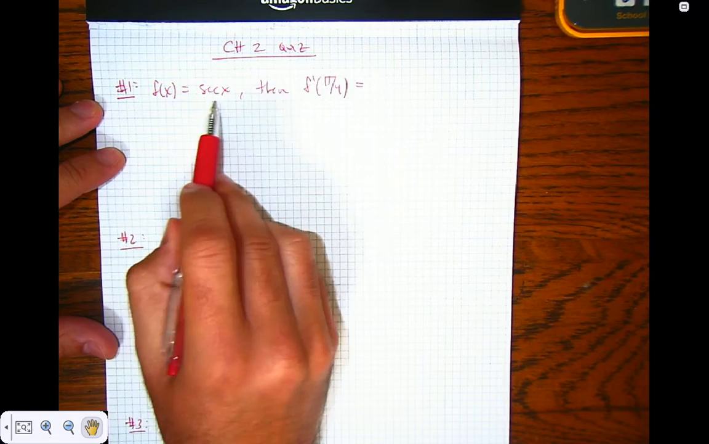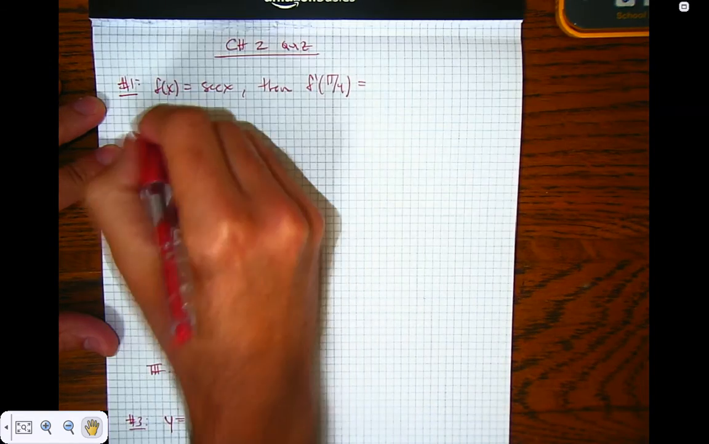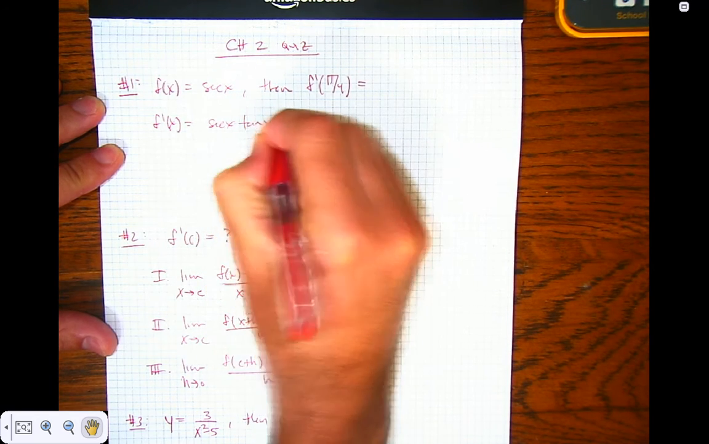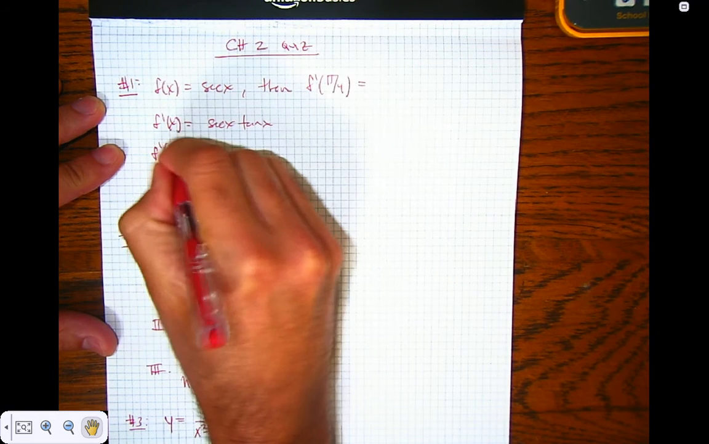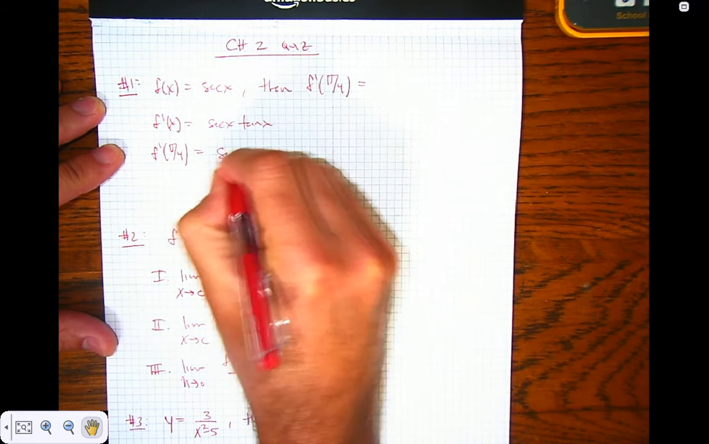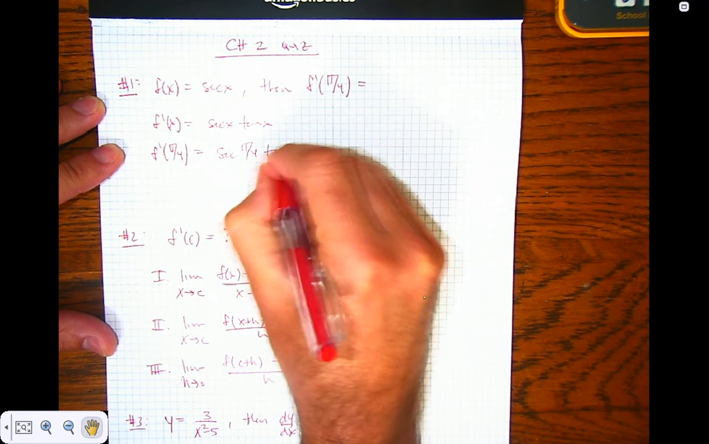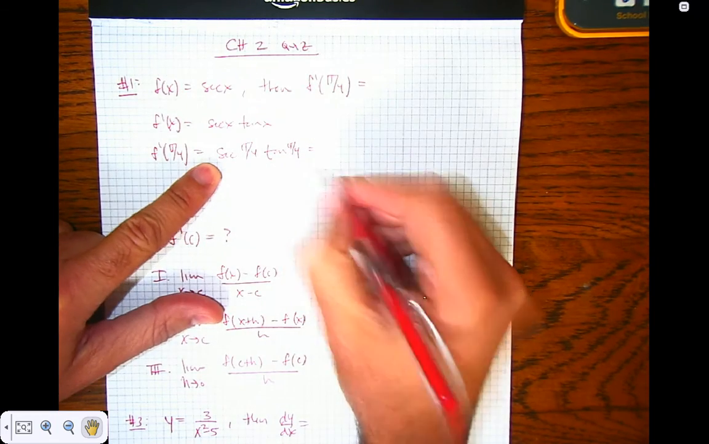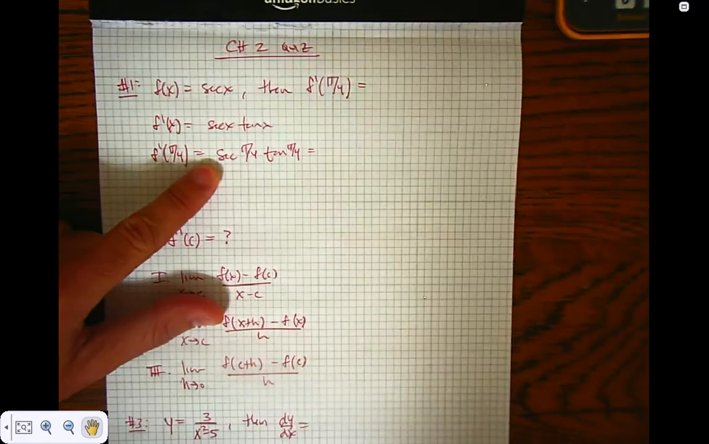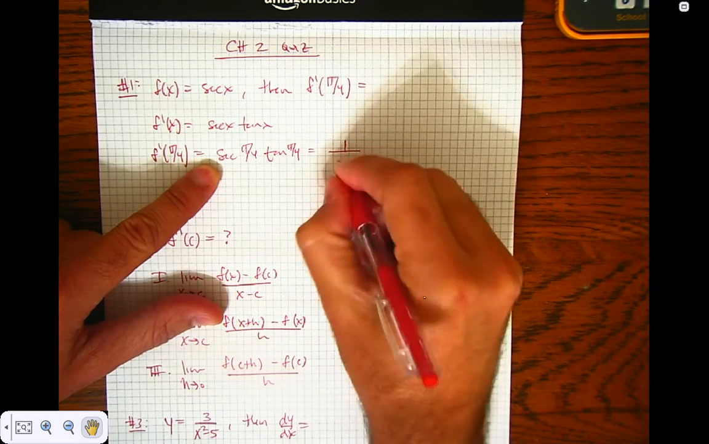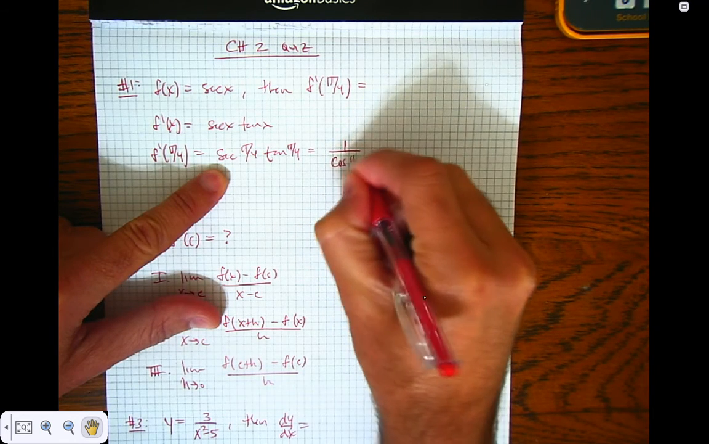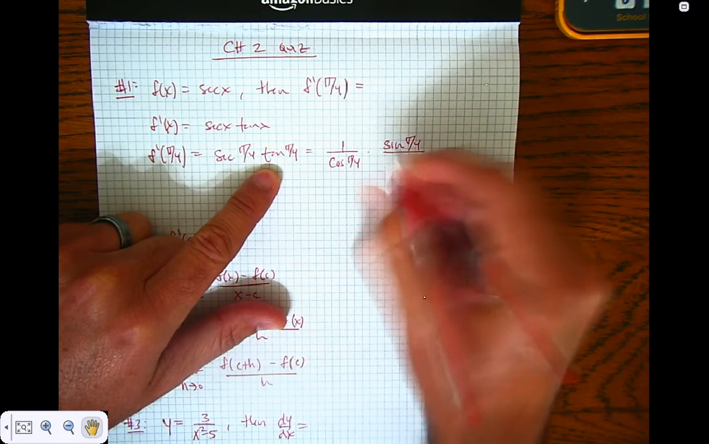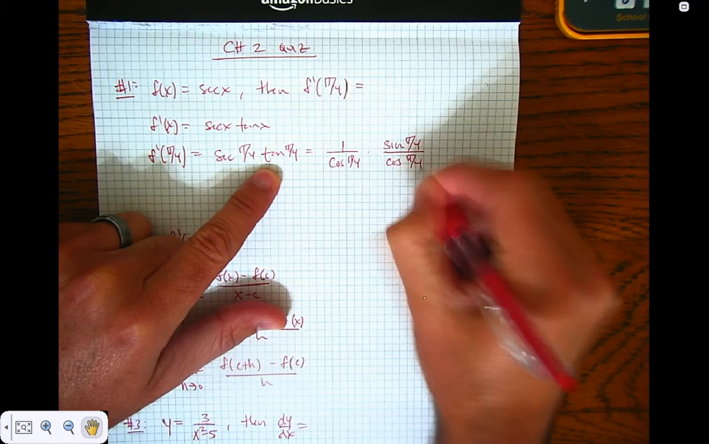So the first one, you've got the secant, find f prime at pi over 4. So you should have your notes out. The derivative of secant is secant tan. And if you want f prime at pi over 4, that's going to be secant of pi over 4 times tangent of pi over 4. Well, what's that? Well, secant is the reciprocal of cosine. Okay. And so if you have the reciprocal of cosine, you do 1 over cosine of pi over 4 times tangent, which is sine of pi over 4 over cosine of pi over 4.